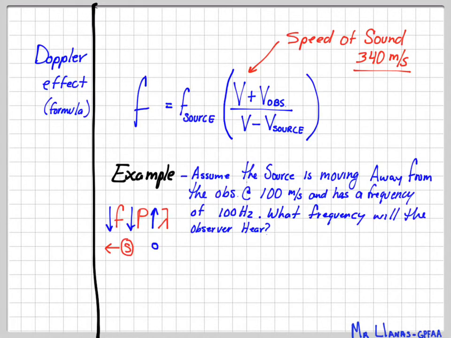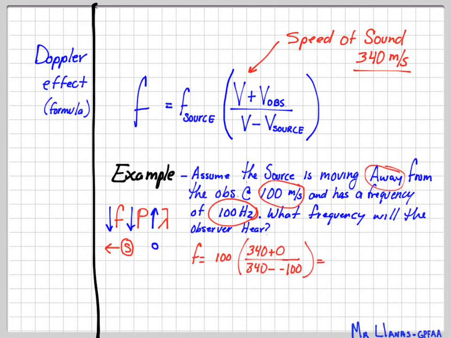Assume the source is moving away from the observer at 100 meters per second and has a frequency of 100 hertz. What frequency will the observer hear? So we know that it's moving away, so just by looking at this, we know that the frequency will go down, the pitch will go down, and the wavelength will increase, just by knowing that the source is moving away from this stationary individual.